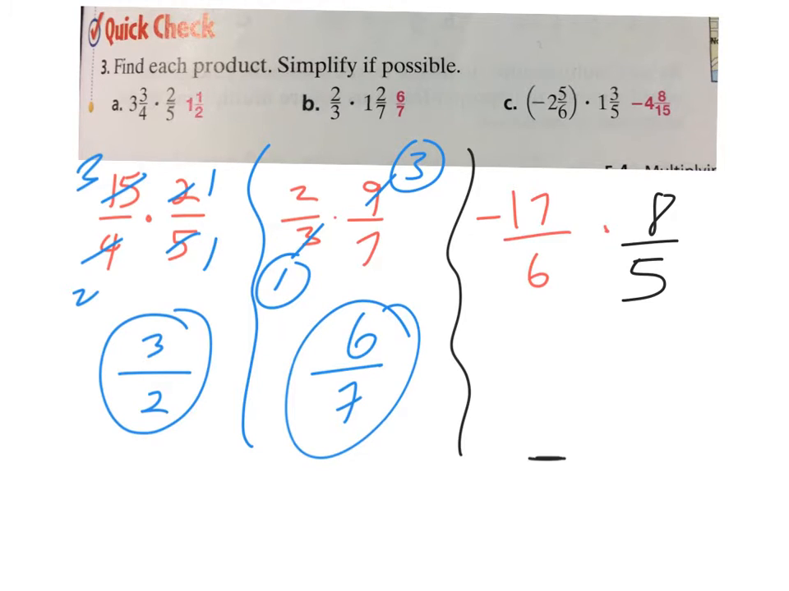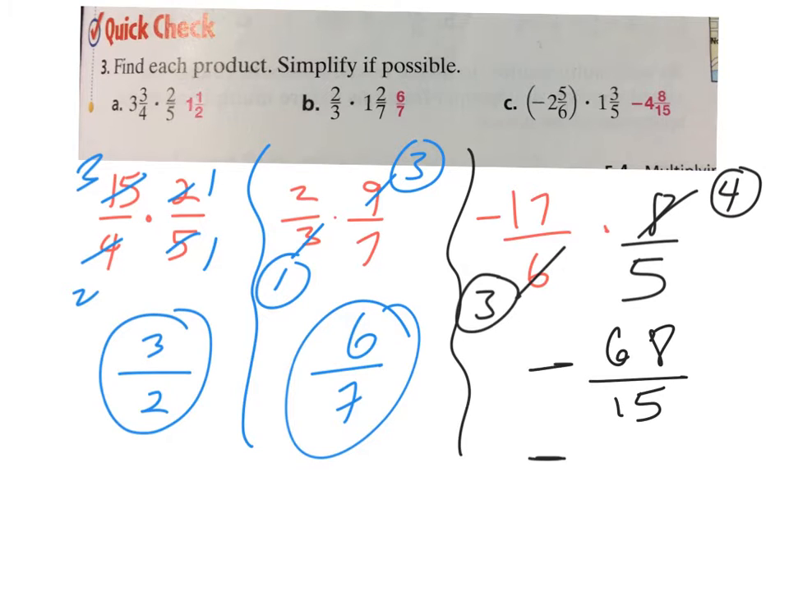A little bit of cross-canceling here. I can take out a 2 from these guys, so giving us a 3 and a 4. And 17 times 4 is 68. 3 times 5 is 15, and again, that's a negative answer. And that is the improper version. Otherwise, if you want to make it a proper fraction, negative 4 and 8/15. There you go. There's those examples.